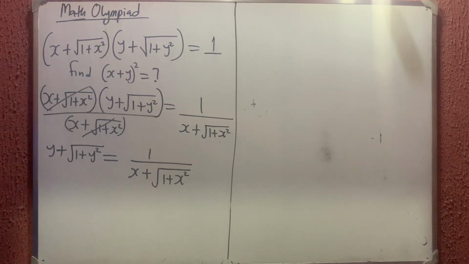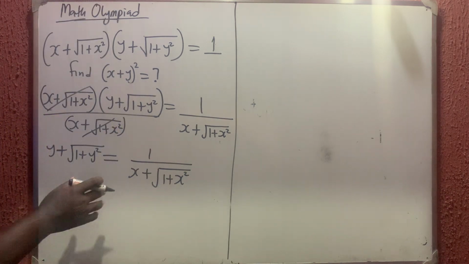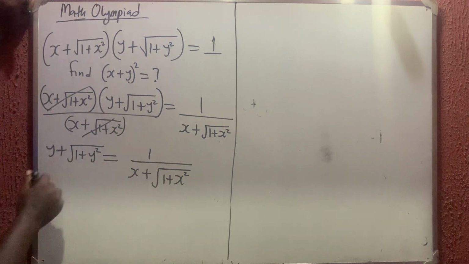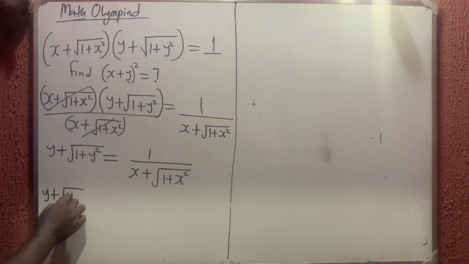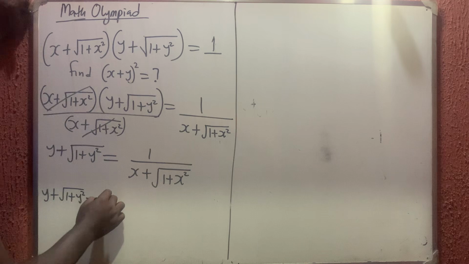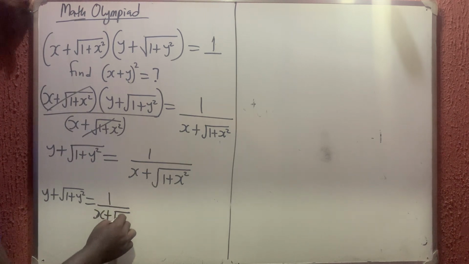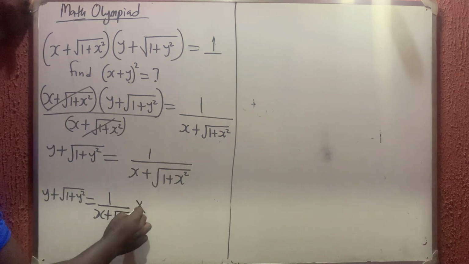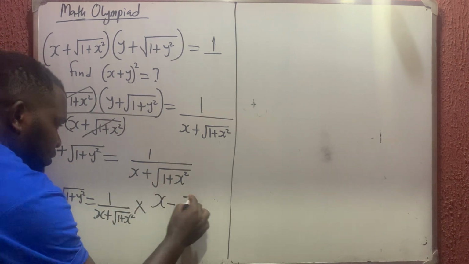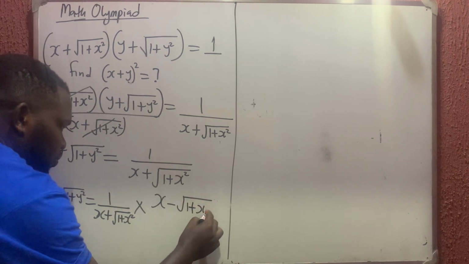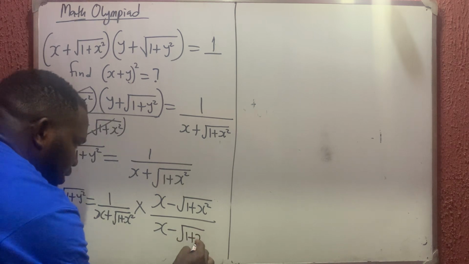All right, now don't forget that we don't leave a surd at the denominator, we have to rationalize. And rationalizing, we are going to use the conjugate of this to rationalize. So I'm having that y + √(1 + y²) is equal to 1 over x + √(1 + x²) times the conjugate. The conjugate is x − √(1 + x²) all over the same x − √(1 + x²).